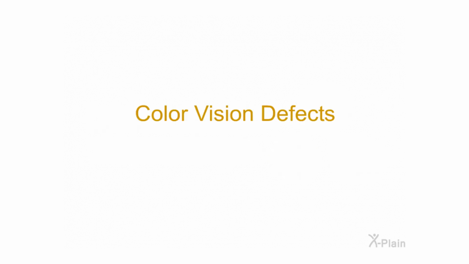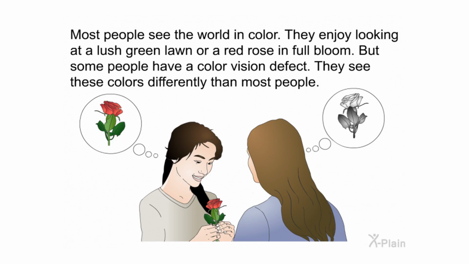Color vision defects. Most people see the world in color. They enjoy looking at a lush green lawn or a red rose in full bloom. But some people have a color vision defect. They see these colors differently than most people.